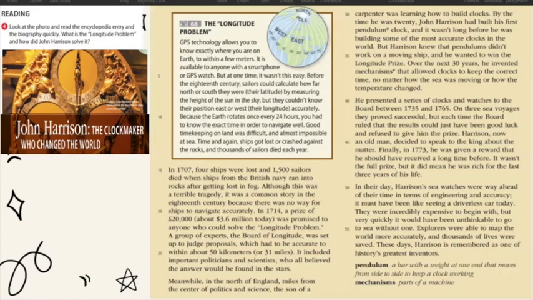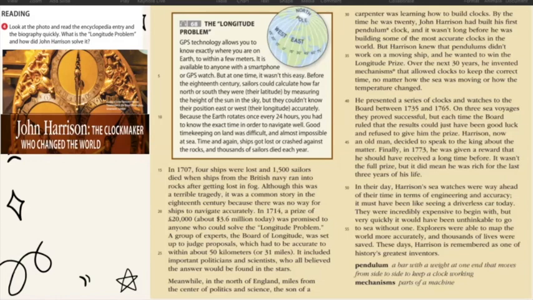GPS technology allows you to know exactly where you are on Earth, to within a few yards. It is available to anyone with a smartphone or GPS watch. But at one time, it wasn't this easy. Before the 18th century, sailors could calculate how far north or south they were, their latitude, by measuring the height of the sun in the sky. But they couldn't know their position east or west, their longitude, accurately. Because the Earth rotates once every 24 hours, you had to know the exact time in order to navigate well.